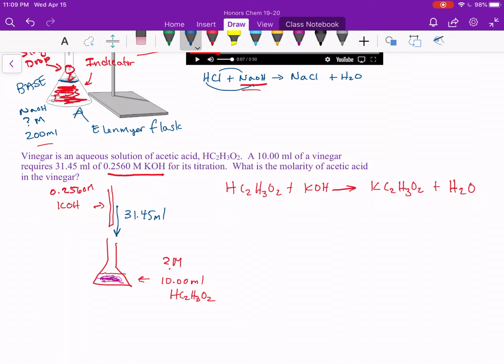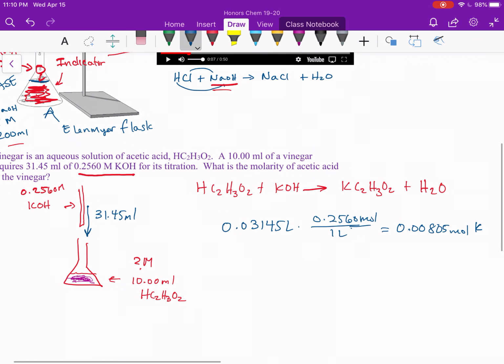Well, we're just going to do our stoichiometry. So now I know that I added 0.03145 liters of my KOH, and I know that I had 0.2560 moles for every 1 liter, because that's the molarity, which means I added 0.00805 moles of KOH.